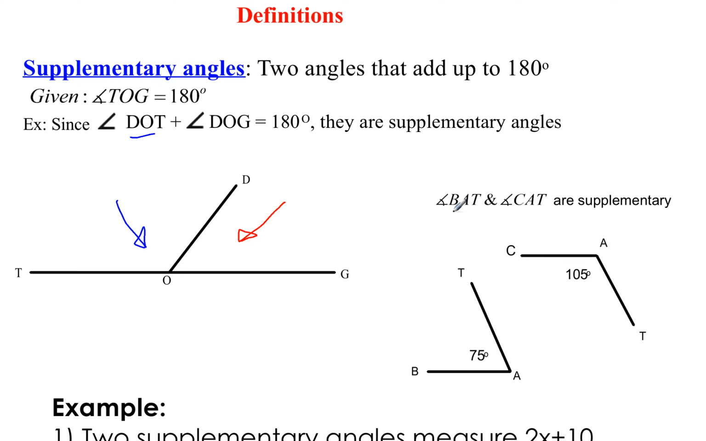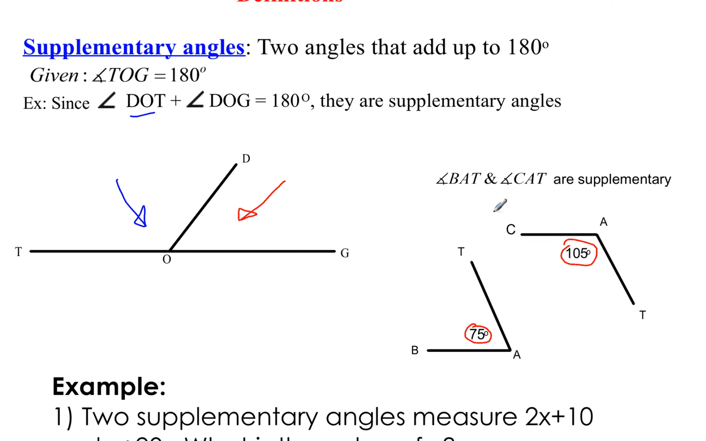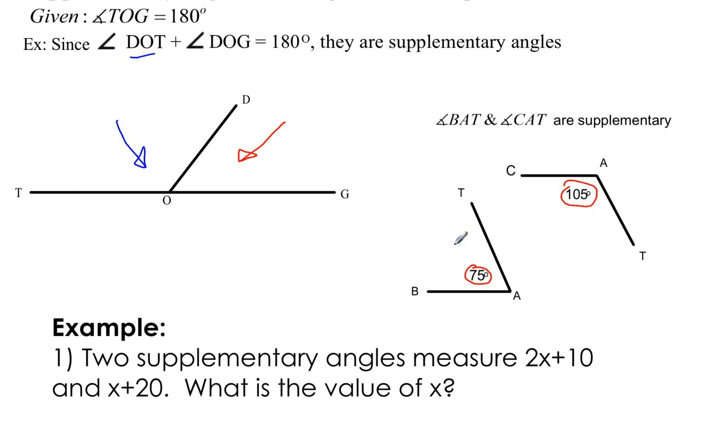Let's take an example. I have angle BAT, which is 75 degrees, and I have angle CAT, which is 105. Since the sum of angles BAT and CAT is 180, I would say that angle BAT and angle CAT are supplementary. I could also say that angle BAT is the supplement of angle CAT. Conversely, I can say angle CAT is the supplement of angle BAT.